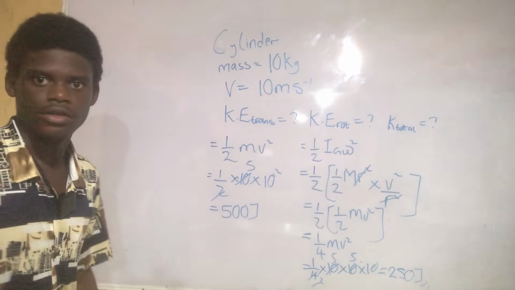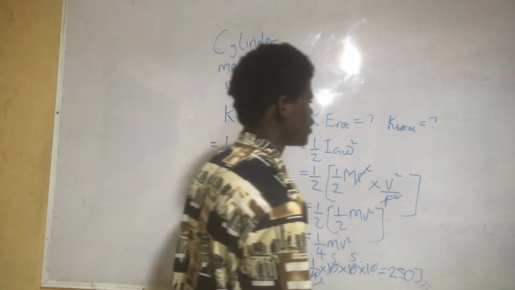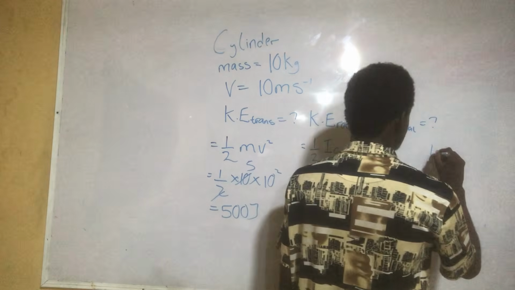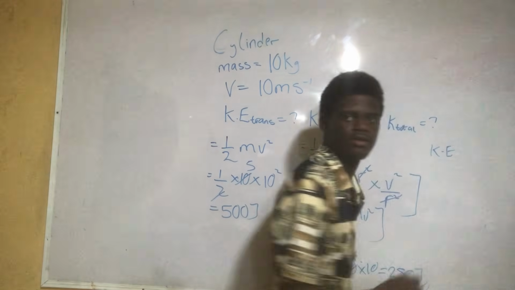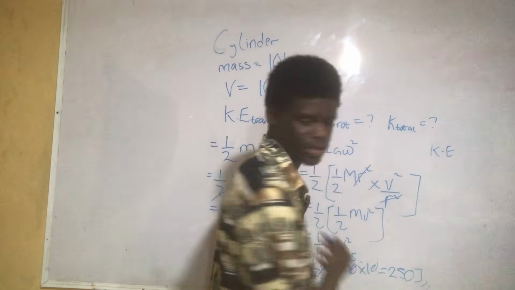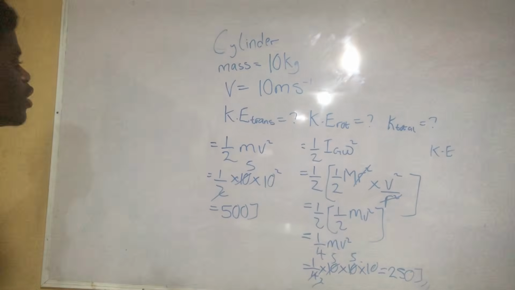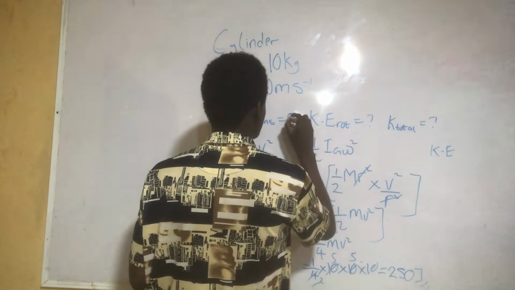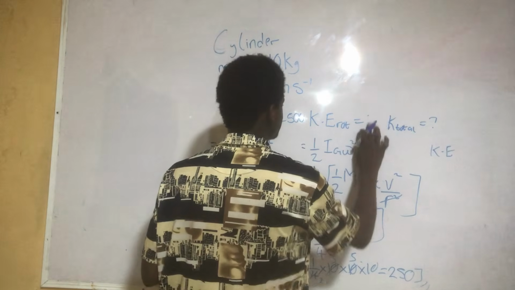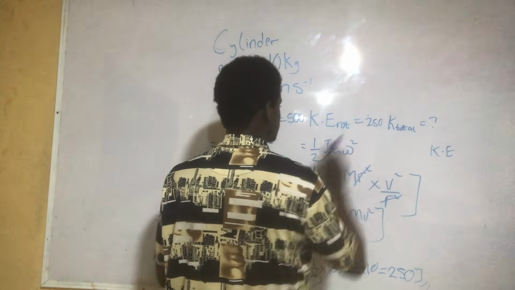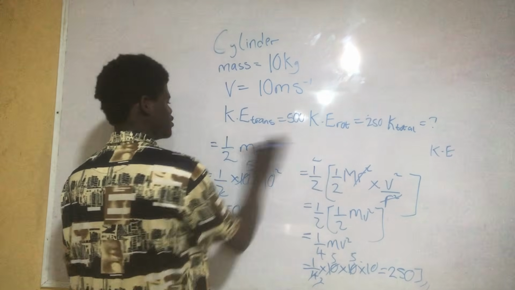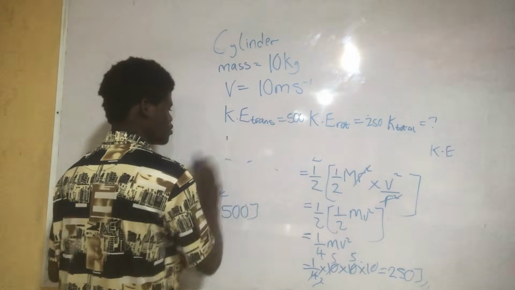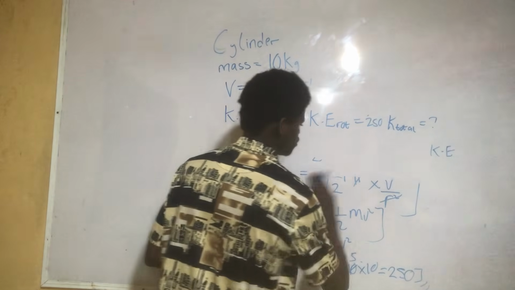So what's our total kinetic energy? Can you see the board? Okay, let me clean this part. We already know our translational is 500, and our rotational is 250. And what's our total? That one is the easiest. If you've gotten the two, that one is just very easy.